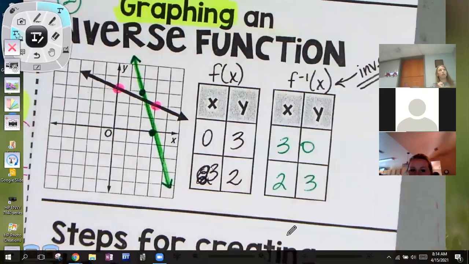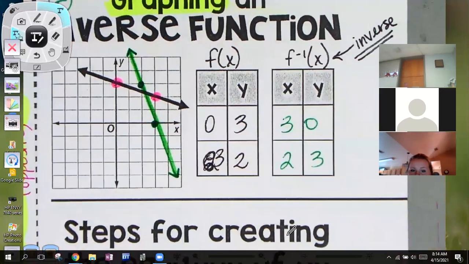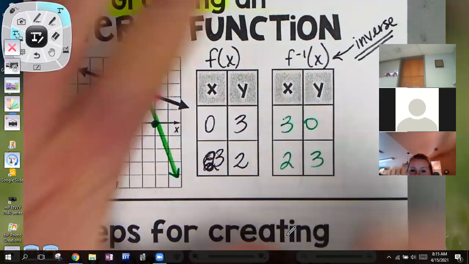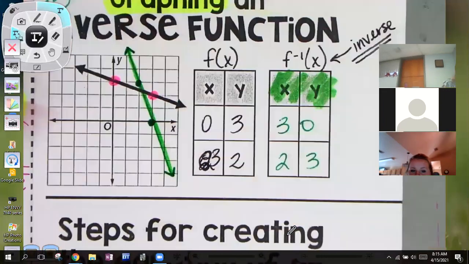Okay, great. I want y'all to look at that. I want y'all to know, when y'all are looking back, the green line is my inverse.